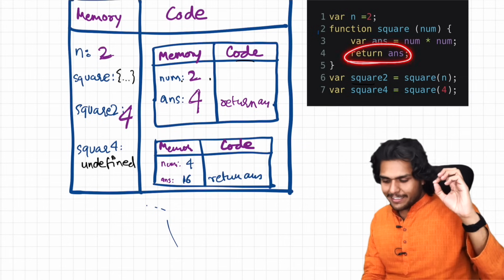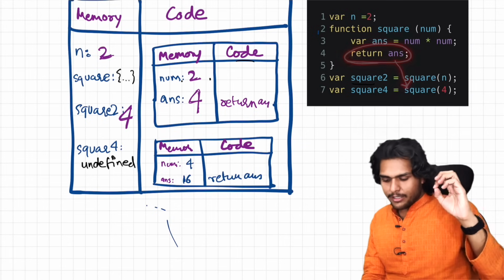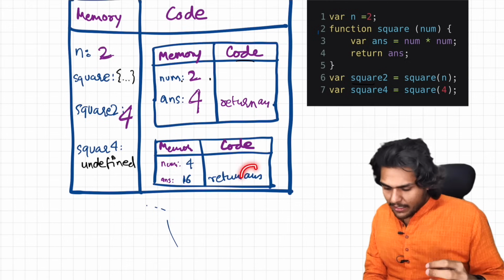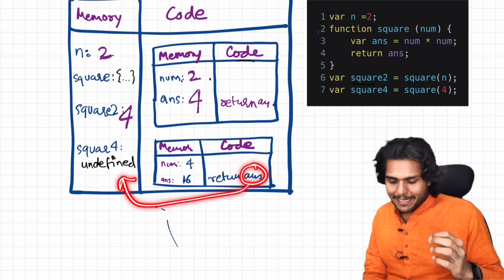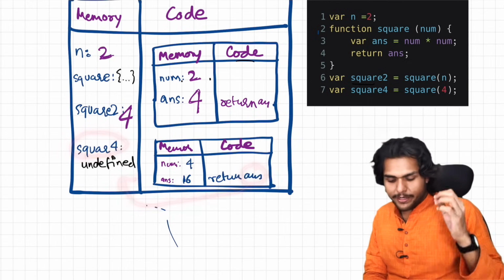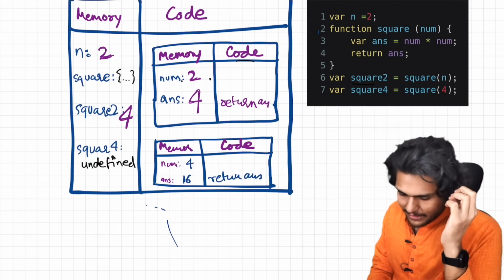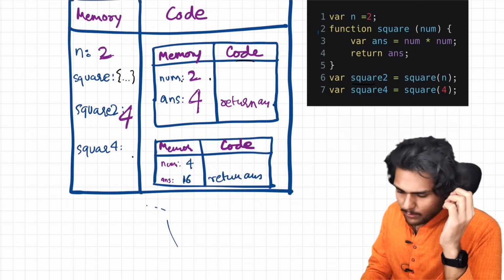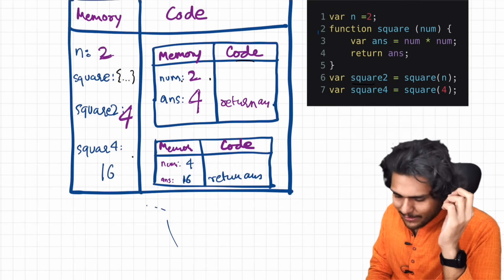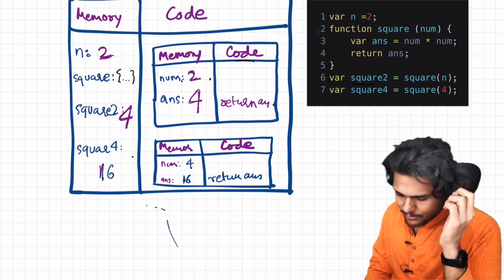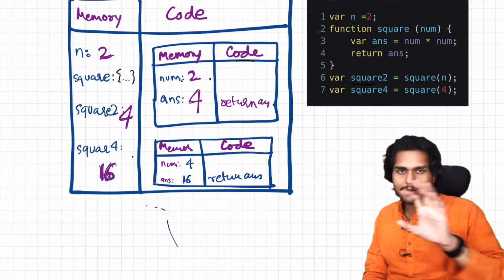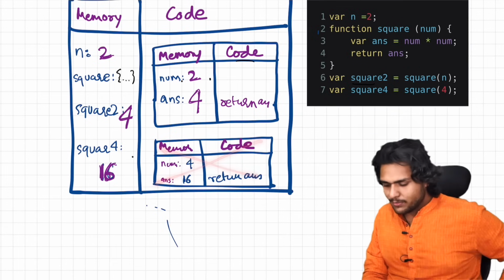Now this return statement takes the control back to line number 7 where the function was actually invoked. And now the value 16 will replace undefined in the square4 variable. Let us quickly do that. It will now get the value 16 over here. As soon as we are done with the function execution, this whole execution context is deleted. Okay, so this will be deleted.